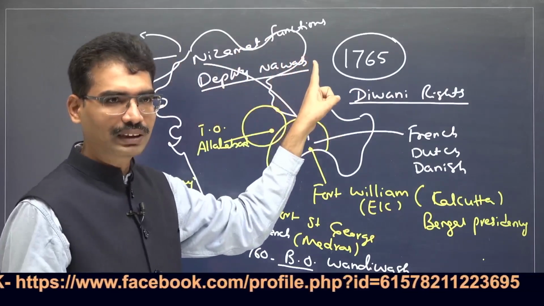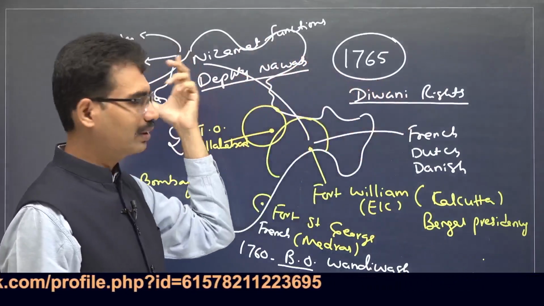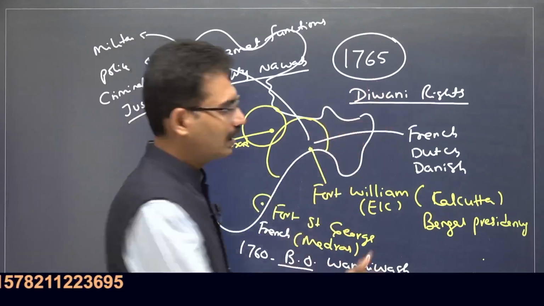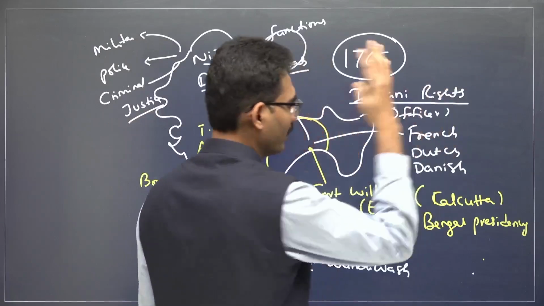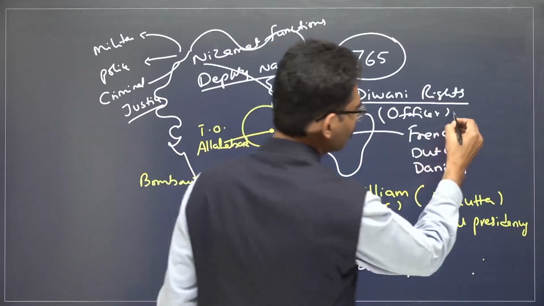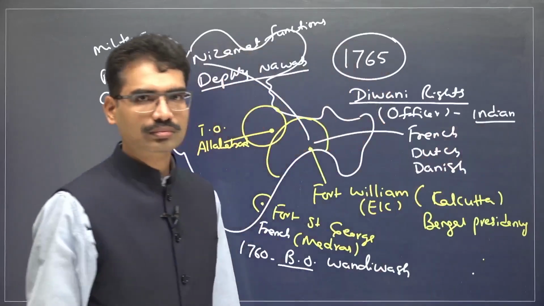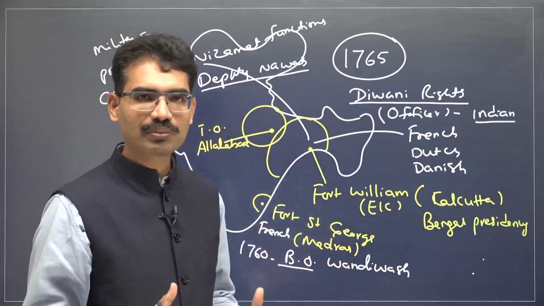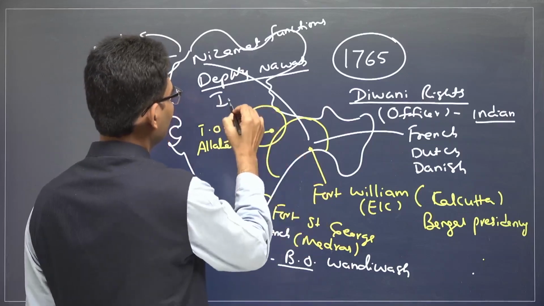Now, what is happening here? East India Company is only running Diwani rights. East India Company is only running the Deputy Nawab. And here also, East India Company created one officer to collect on behalf of East India Company. Now, this officer is also Indian. You see this, how East India Company, without directly involving in politics, with the Indians only, how they exploited. Here also Indian only.